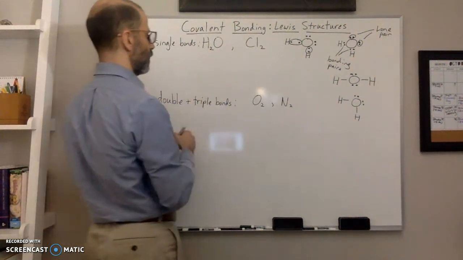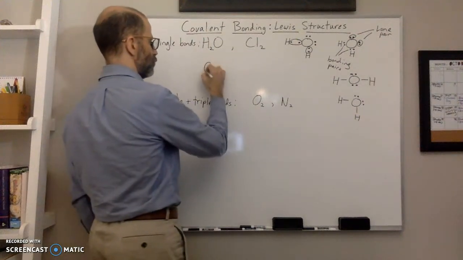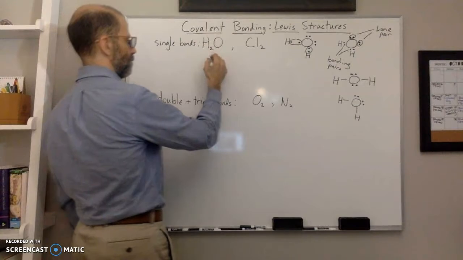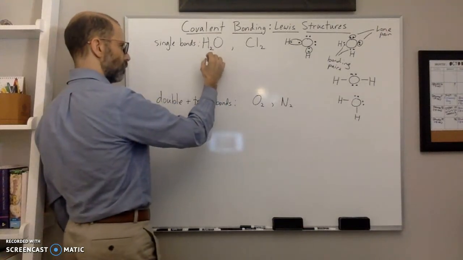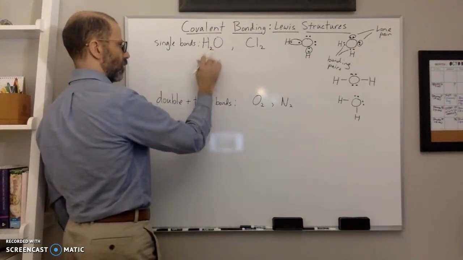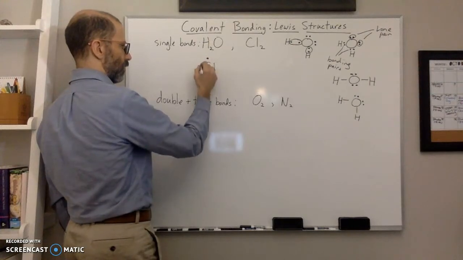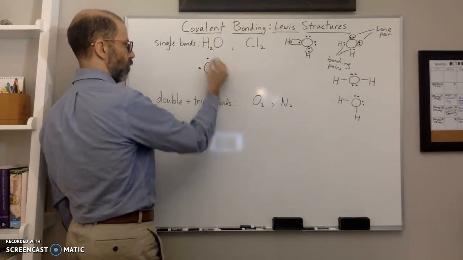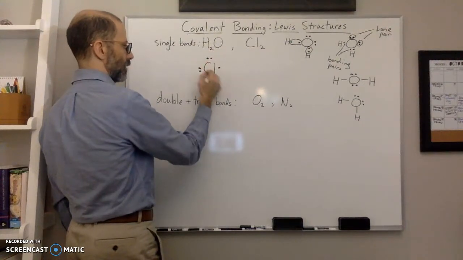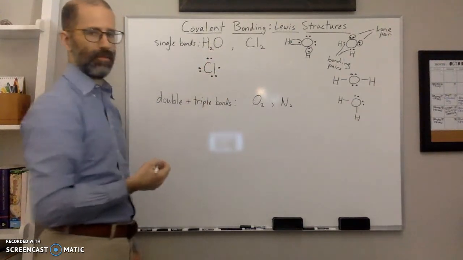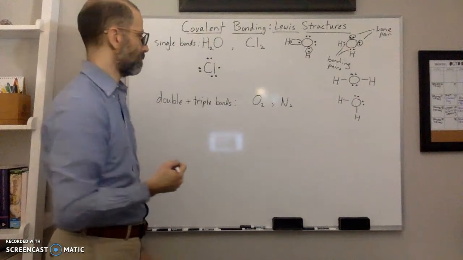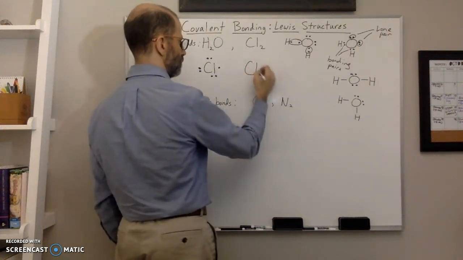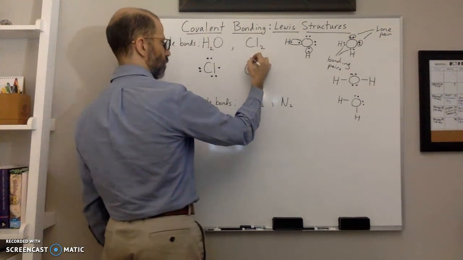So let's look at chlorine. We have 2 chlorine atoms, so let's put them around. We're going to go counterclockwise. So we have 1, 2, 3, 4, 5, 6, 7. It has 7 valence electrons because it's in group 7. And then I have another chlorine, so I have 2 chlorines, and we're going to go around this way.